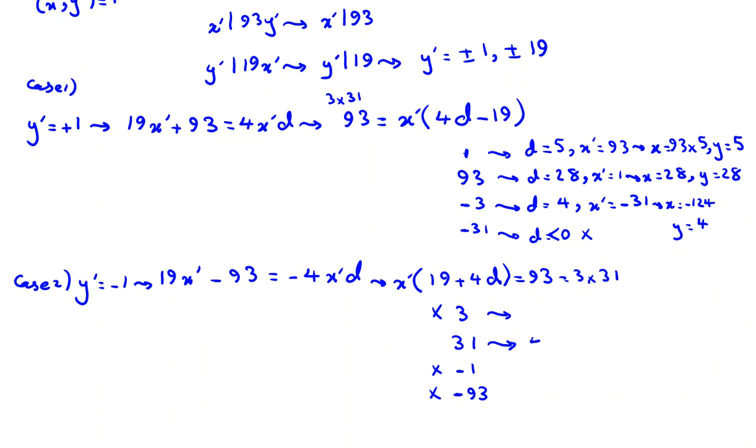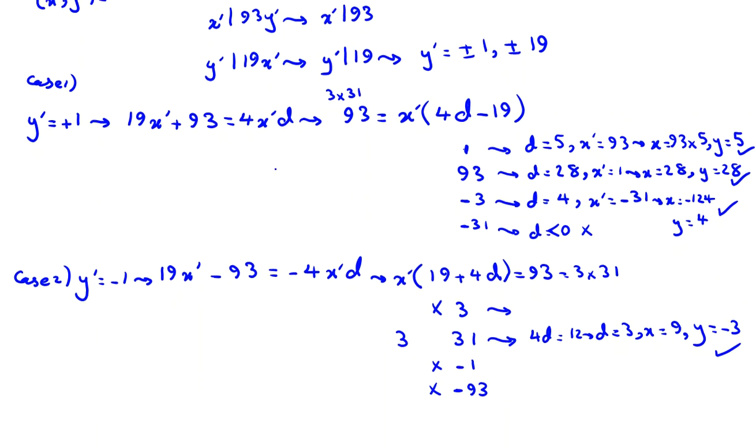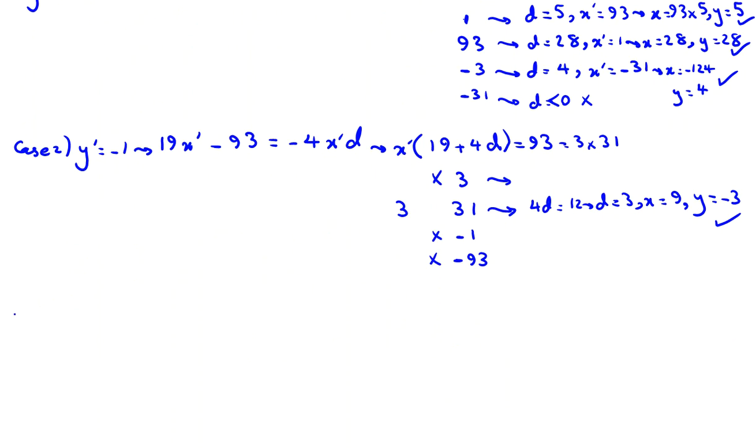So for this one, 4d is 31 minus 19, 12. D is 3, because it is 31. x' will be 3. So x is d times x', 9. And y is negative 1 times d, which, d being 3, will be negative 3. So we found one answer here, two answers, three answers, four answers so far. 19 and negative 19 are left.